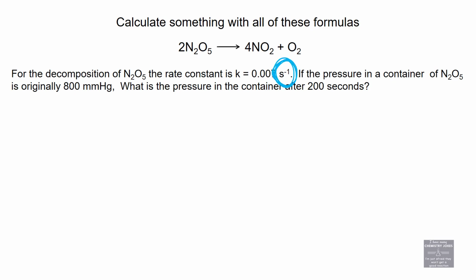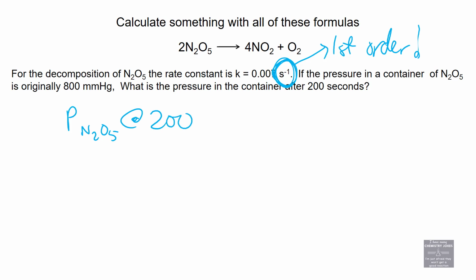Because of the units on the rate constant, we can know that this is a first order reaction. Yep. It does not have to explicitly tell us it's first order. We look at the units on the rate constant and we know that those are the units for a first order reaction. So, to find the pressure of N2O5, we have an equation to do that at 200 seconds. Because it's a first order reaction, we're going to use the Ln version. So we cannot calculate NO2 or O2 here, but we can find the pressure of N2O5 at 200 seconds.